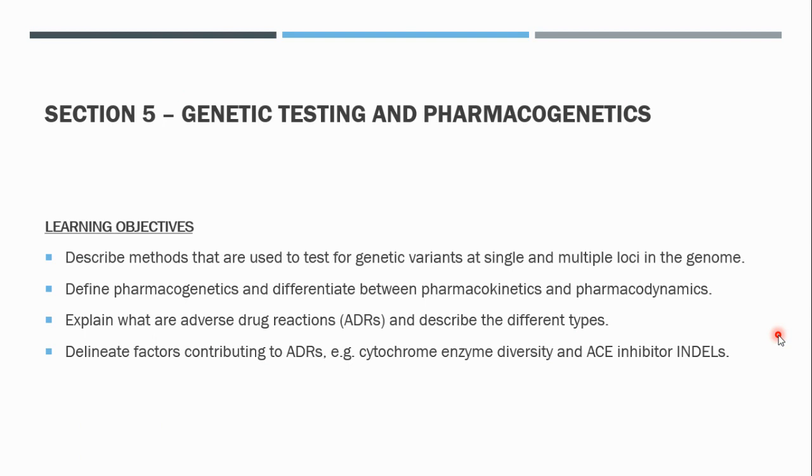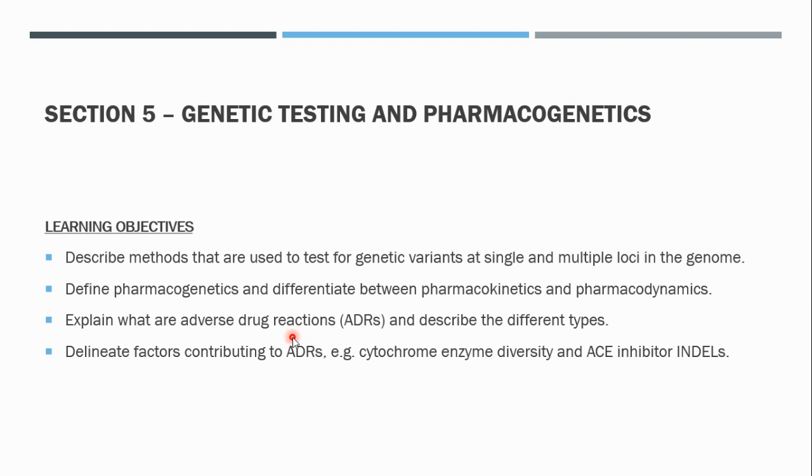The learning objectives for this section are to describe methods that are used to test for genetic variants at a single locus, and we will touch on ways to use genetic testing to test for variants at multiple loci. We will then define pharmacogenetics and differentiate between pharmacokinetics and pharmacodynamics.